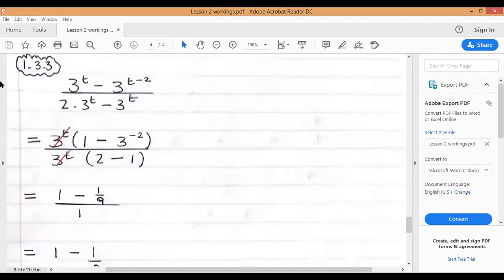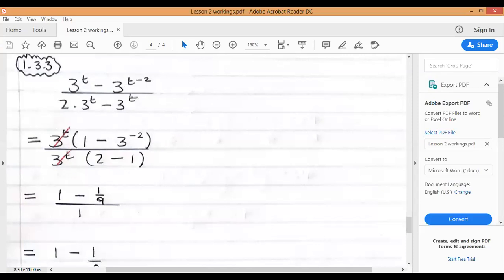So this one, it's exponents, guys. Remember, it's 3 to the power of t minus 3 to the power of t minus 2, and 2 times 3 to the power of t minus 3 to the power of t. Okay, so now what you need to do here, you must factorize first. Can you see now, guys, the integration here? If you don't understand your factorization, you won't be able to simplify anything, guys, in math. Your factorization is the most core fundamental thing.